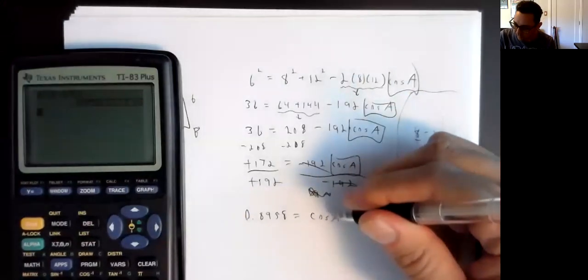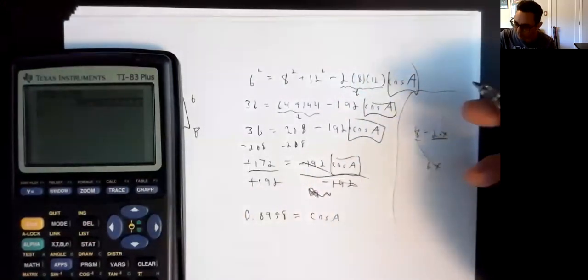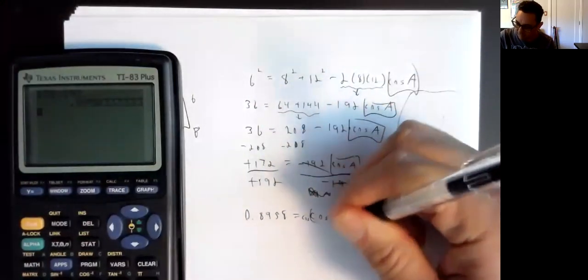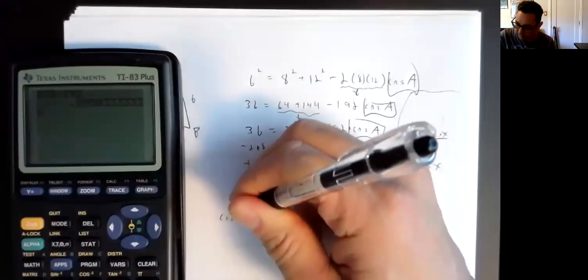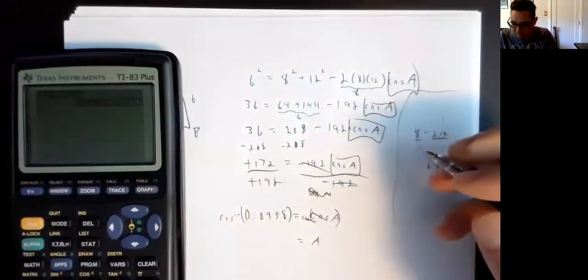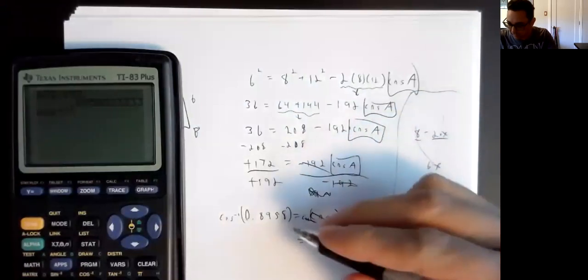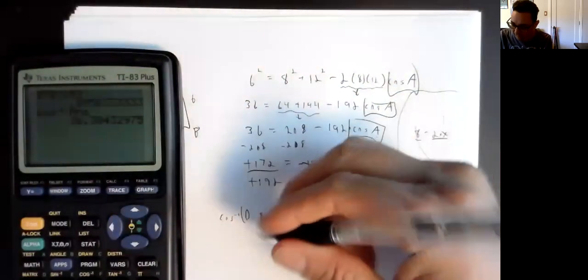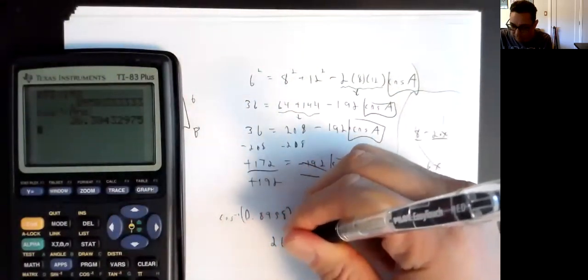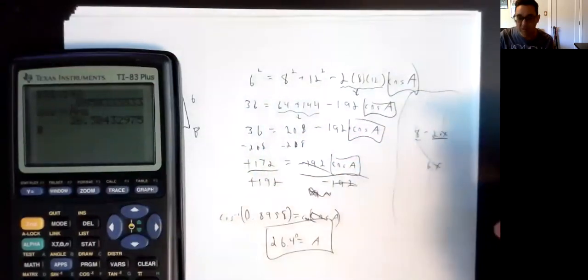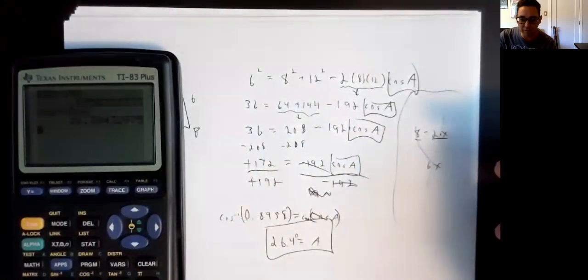Now, I can't divide both sides by cosine, but the opposite of cosine is the inverse cosine. So I'm going to take the inverse cosine of both sides. Inverse and cosine cancel. So I have to do the inverse cosine of, and I'm going to use the answer so I don't have to round it, and it gets me 26.38, so I'll round it to 26.4 degrees.